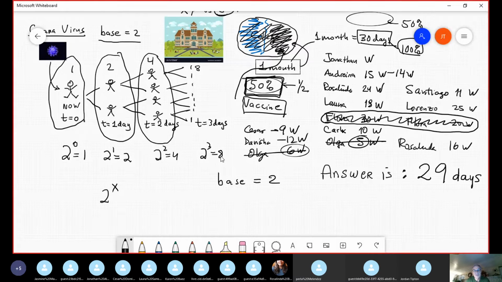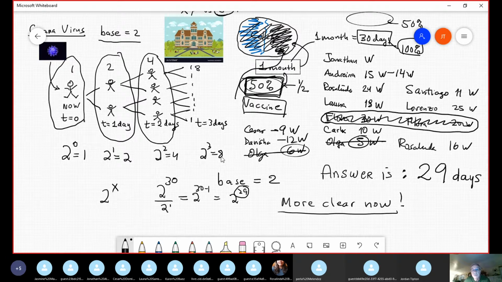In 1 month, we have 2 to the 30. This is a huge number, about a billion students, impossible in a college, but it's hypothetical. If you divide it by 2, because my problem was 50%, which is 1/2, then dividing the same base you subtract the exponents. So it's 2 to the 30 minus 1, which is 2 to the 29, where 29 represents the number of days in which we have 50% of the population. More clear now?